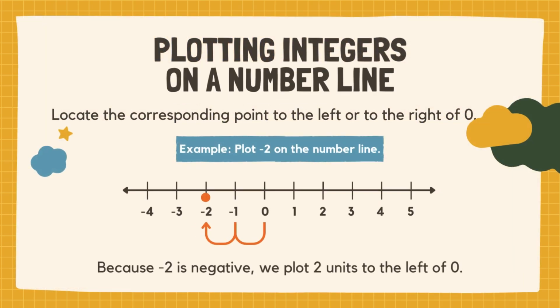Here's another example. How will you plot negative 2 on the number line? Since minus 2 is negative, it will go to the left side of 0 and it will be 2 units to the left side of the 0. As you can see, we have the red dot minus 2.